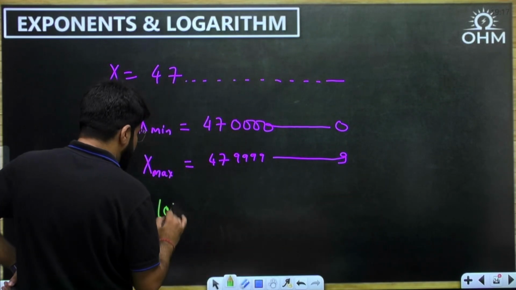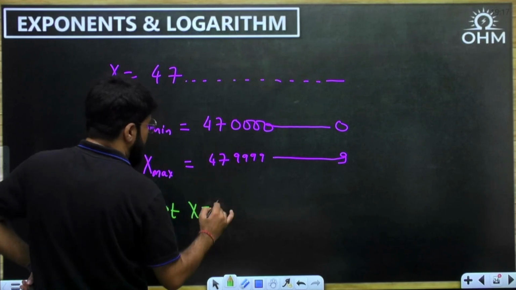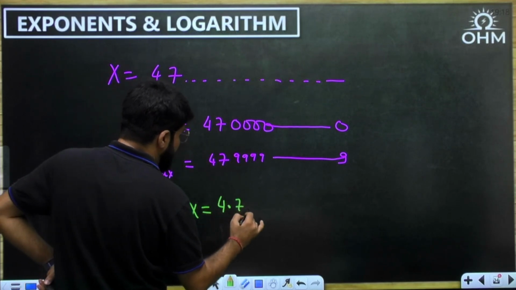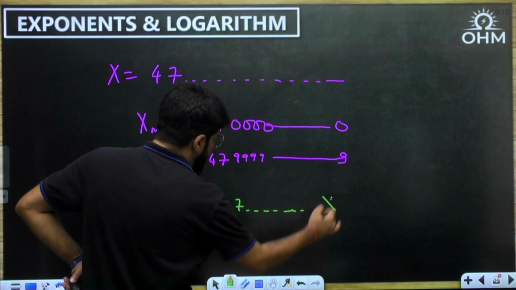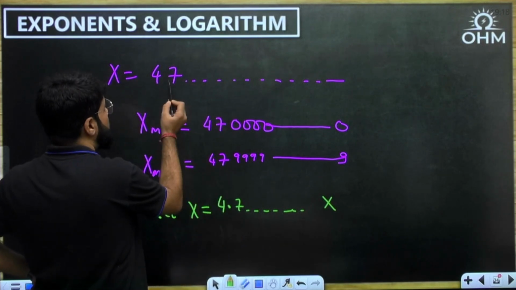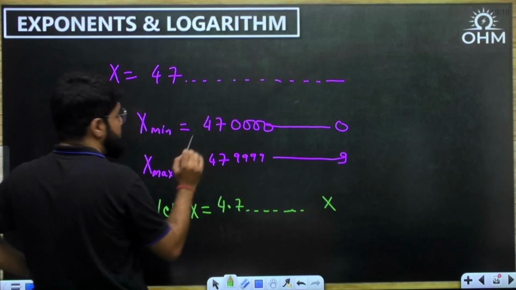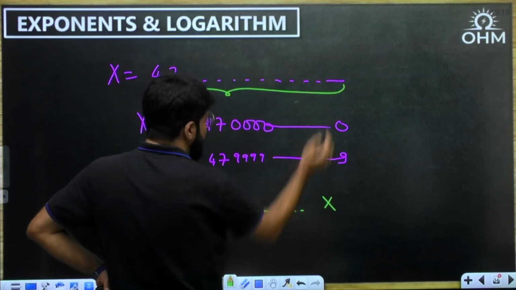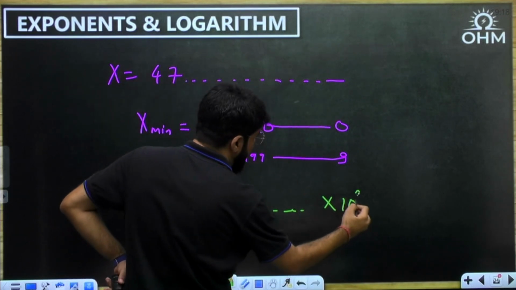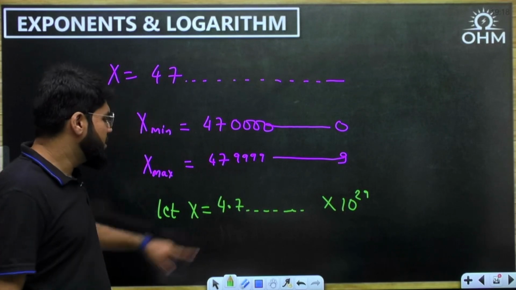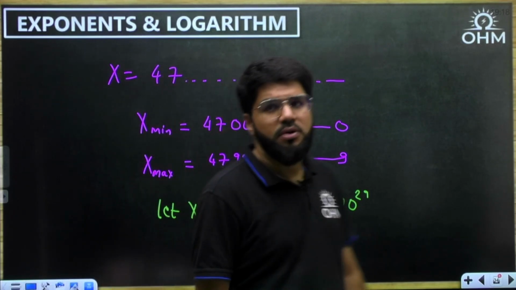Let me write down x as 4.7 something into 10 power 29, because I take the fractional point just after one decimal digit, so how many such decimal digits are left? 29. So 4.7 something into 10 power 29.